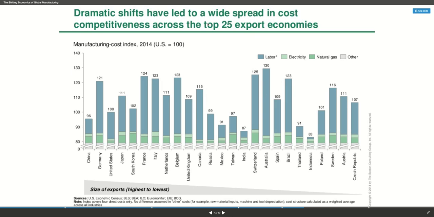Now, I want you to know that in the title, they tell you you're supposed to see the widespread in cost competitiveness, so like big differences. And also, in the footnotes, we learn where the data comes from and any additional notes that we need to interpret it. It is ordered by size of exports, highest to lowest, but you can see the manufacturing cost index is not linearly related to this. So it doesn't start up here with China and then go straight down to the Czech Republic. It's wavy. All right.